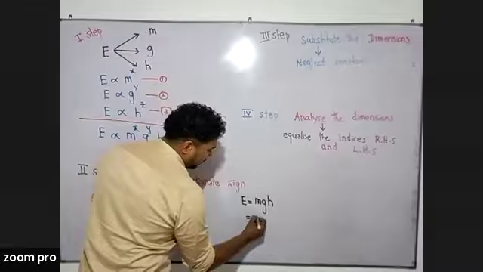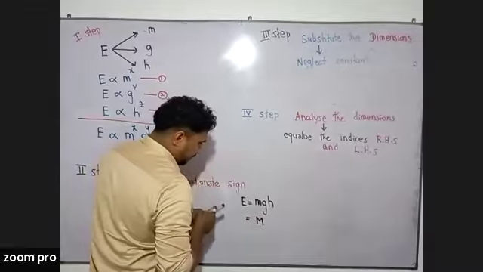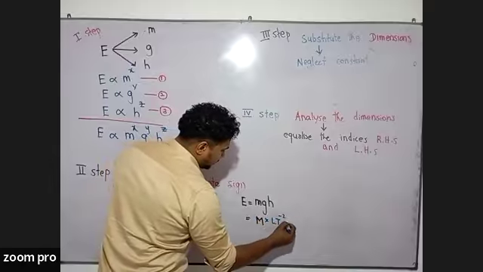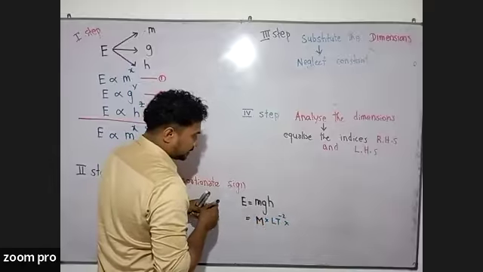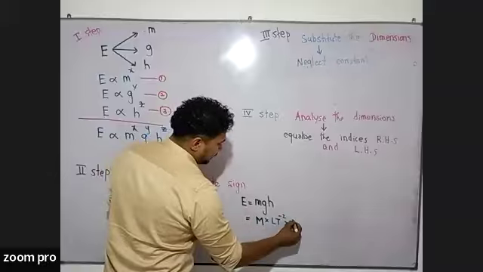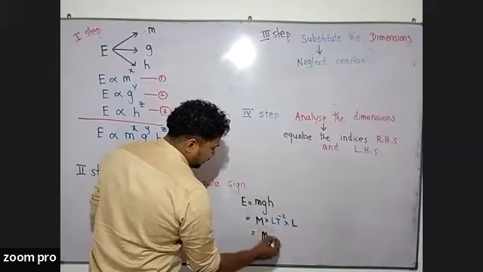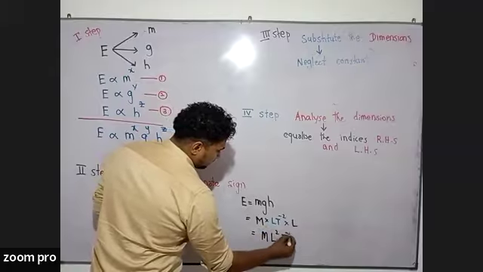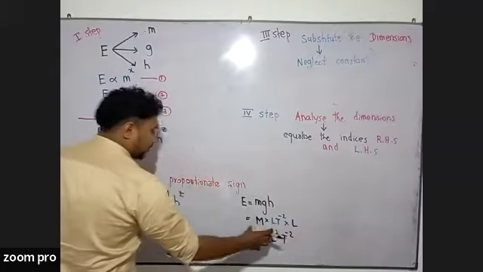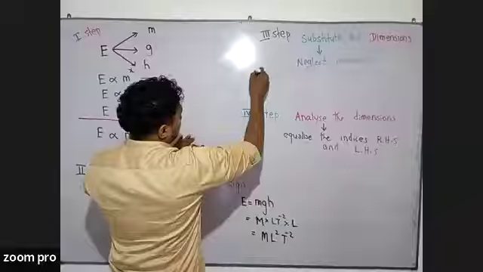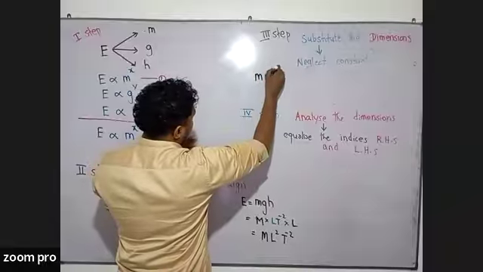Here M means mass, g means gravitational acceleration, that means LT^-2. h means length, it is L. So this should be the dimensions of energy. Right. So you have to substitute these dimensions for the energy.